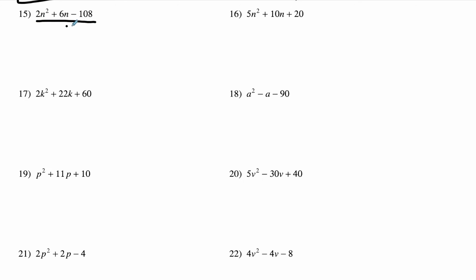Here's what I saw someone do. I saw someone go like this, and then just factor it and leave it. You cannot do that, because look what's happening here. You're dividing, but where's the equals? What is it equal to?